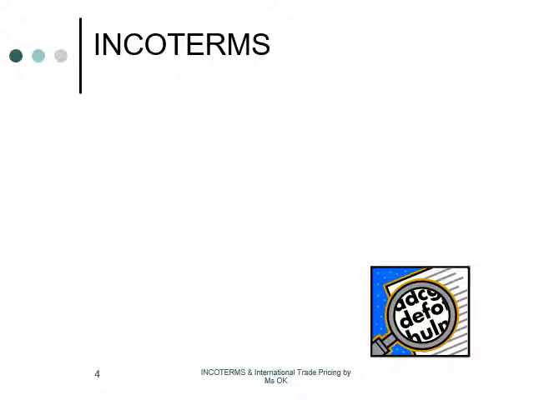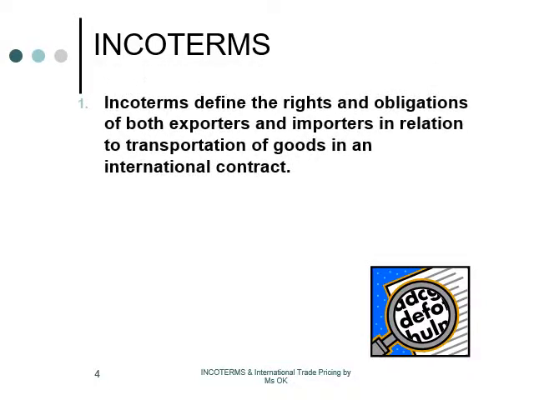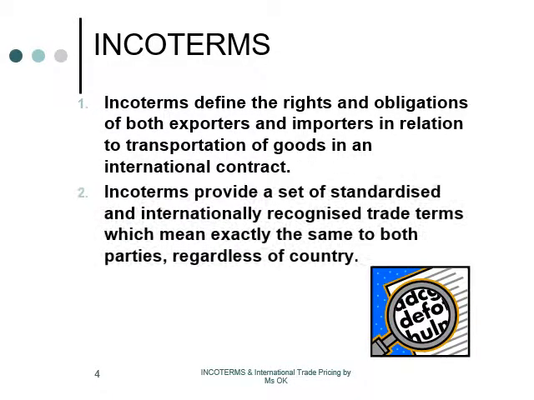So what are the purposes of having Incoterms? Incoterms provide a uniform set of rules to assist buyers and sellers in stating each other's obligations under an international contract. So Incoterms define the rights and obligations of both exporters and importers in relation to transportation of goods around the world. Incoterms provide a set of standardized and internationally recognized trade terms which mean exactly the same thing to both parties and which will be interpreted in exactly the same way by courts in every country.